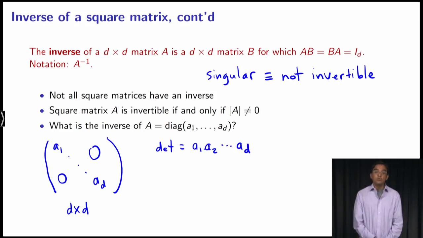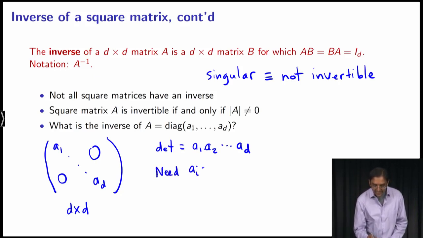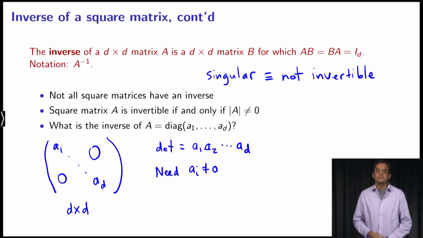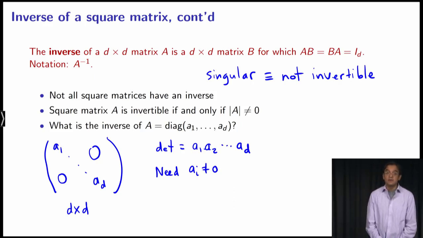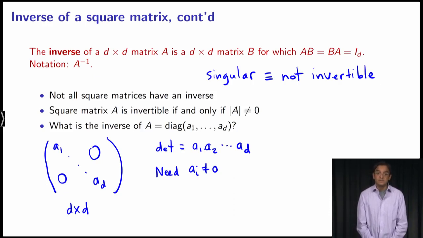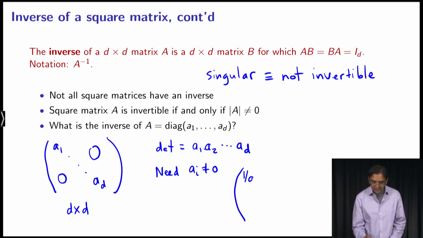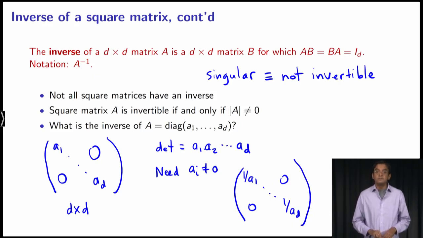And we want this product to not be 0. Okay, so we need all the Ai to be non-zero. If that's the case, then the determinant is not 0 and the matrix is invertible. And what is the inverse? Well, it's very simple. You just invert each of the diagonal entries. And that's the overall inverse of the matrix.